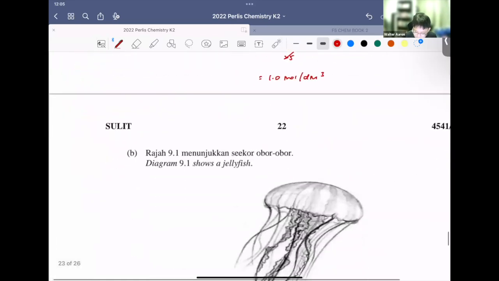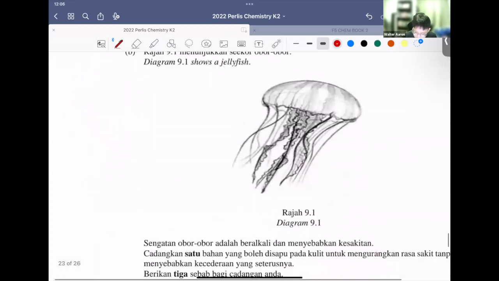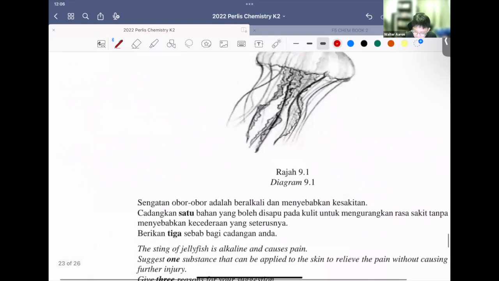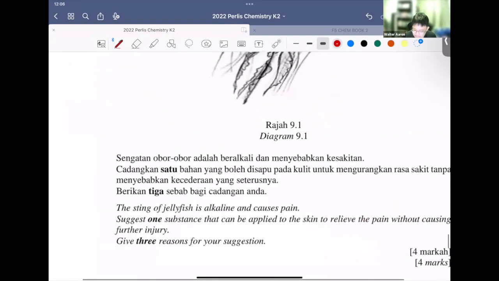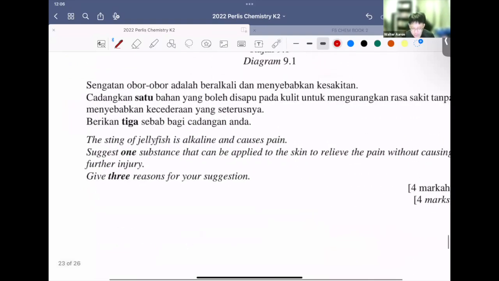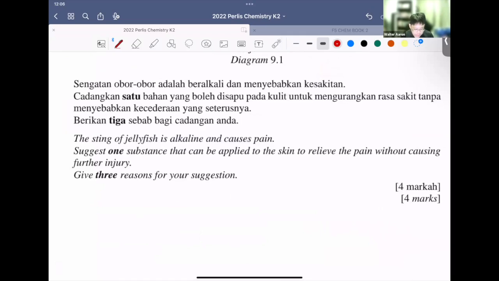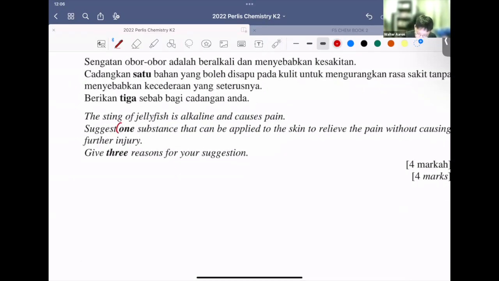Number 1 shows a jellyfish. The sting of a jellyfish is alkaline and causes pain. Suggest one substance that can be applied to the skin to relieve the pain without causing further injury. Since it's alkaline in nature, we can use something which is acidic. I can suggest that we use vinegar. So the one substance that we can use over here will be vinegar.